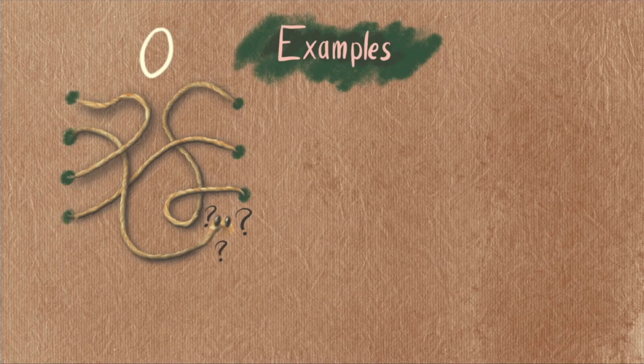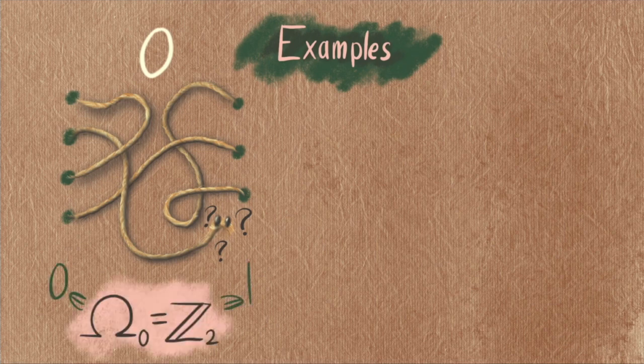So this means that these two manifolds are in the same cobordism class if they have the same parity, right? So this is an even number of points, so we get a 0. This is an odd number of points, so we get a 1. And both of these live in the cobordism group of 0 manifolds, which is just Z2.